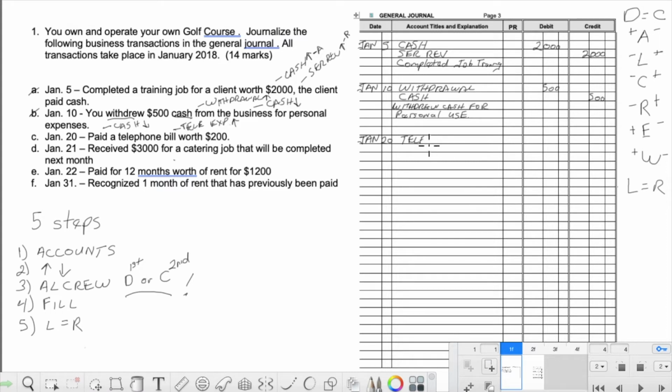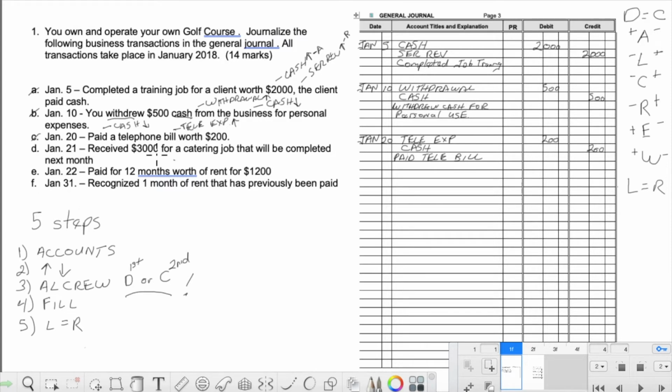Telephone expense. And it was $200. And we paid with cash. And it was $200. Are we done? No, we need to have an explanation, right? So paid tele bill. All right, check. Done.